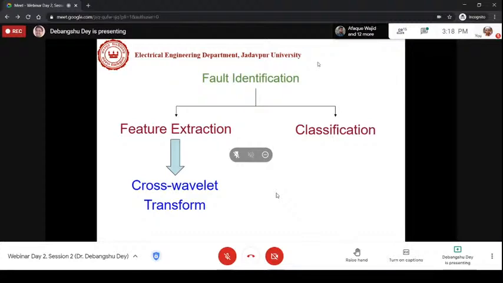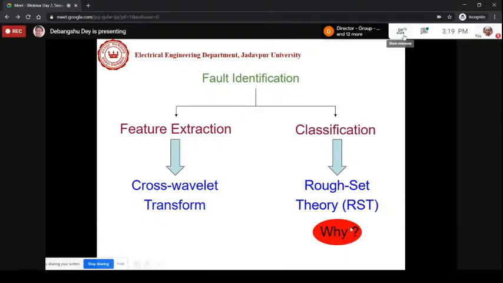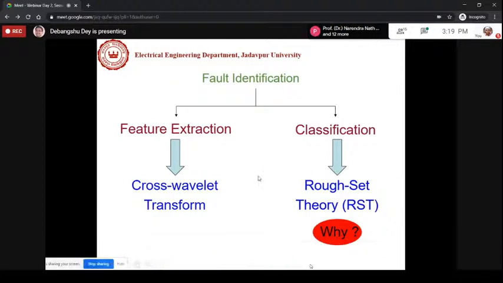Now for classification, I'll explain the rough set theory a bit. Again the same question: there are hundreds, thousands, and many more classifiers. Those involved in research understand that there are so many. Every day some computer system journal publishes a new classifier or machine learning tool. So which tool should we choose?